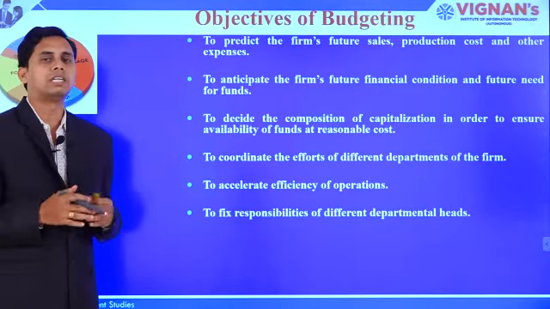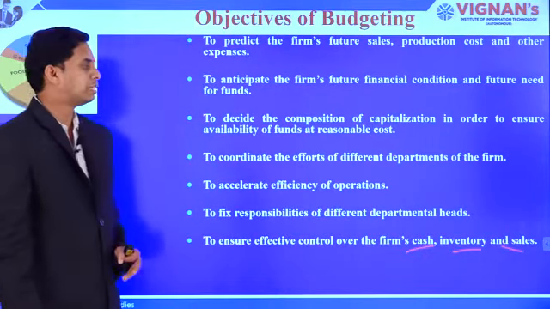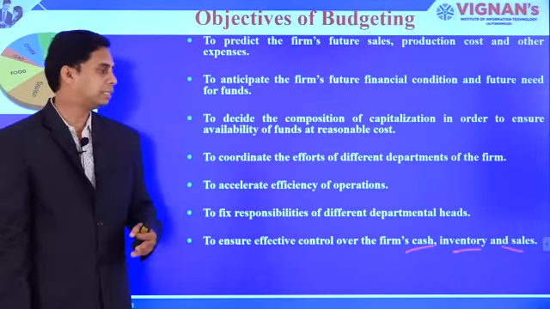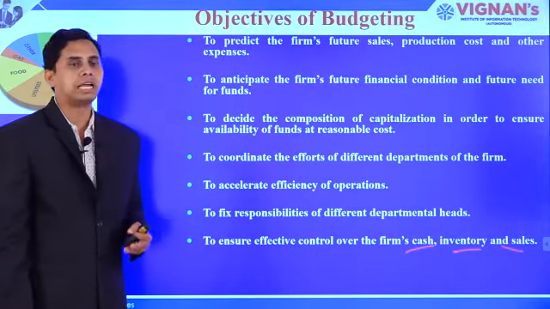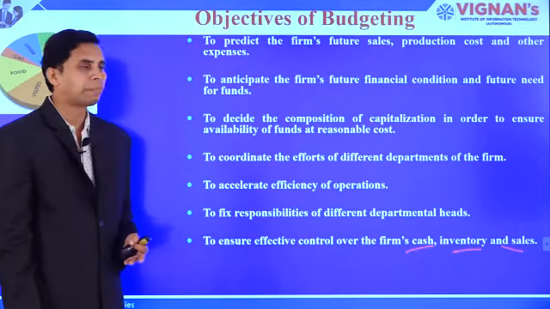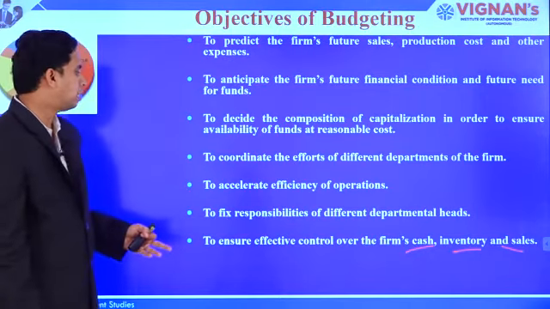To ensure effective control over the firm's cash, inventory and sales. For firms, these are cash, inventory and sales. Cash is well understood, and inventory is nothing but finished goods, work in progress and the finished stock in the production department. All these collectively are known as inventory, and also sales, the amount of sale that we have generated. So these three are very, very important.